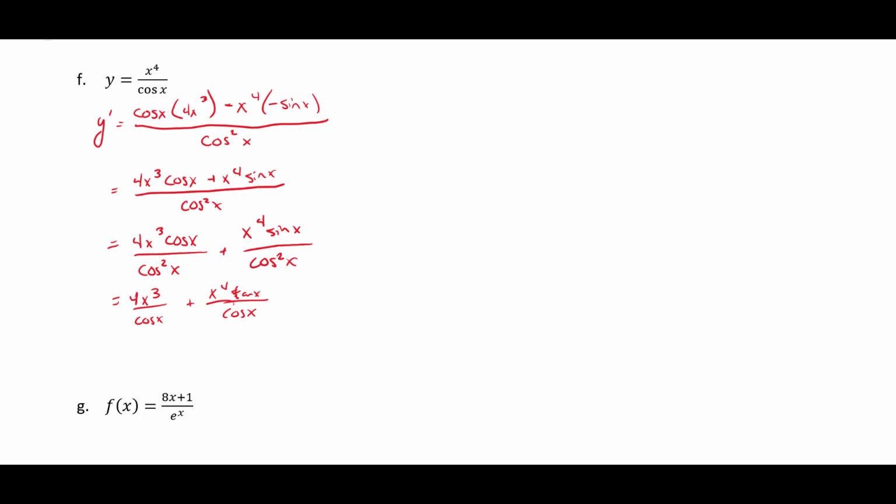And now, what can we do? So now is when I would go ahead, put this back together, pull out what I can pull out, right? So what do we know? We know we can pull out an x³, and we can pull out 1 over cosine x. But what is 1 over cosine x? That's right, it's secant x. So we end up with x³ secant x times what's left over. So we have a 4 left over, and we have x tangent x left over. And that's as far as you can simplify it.